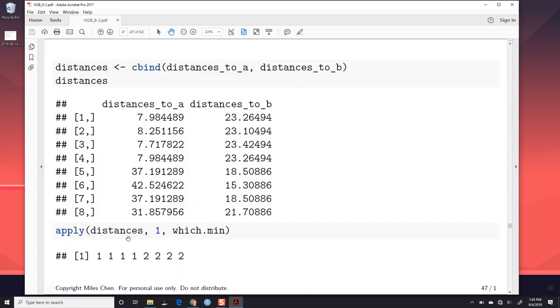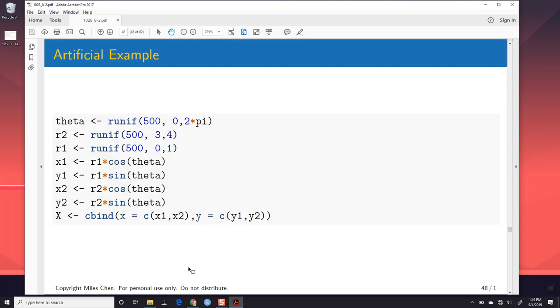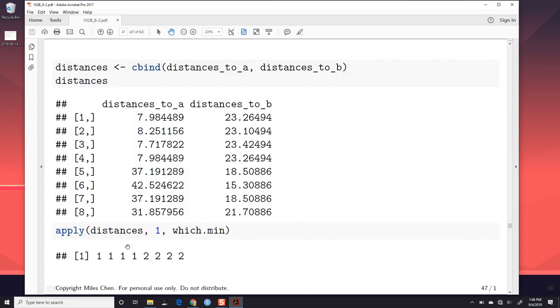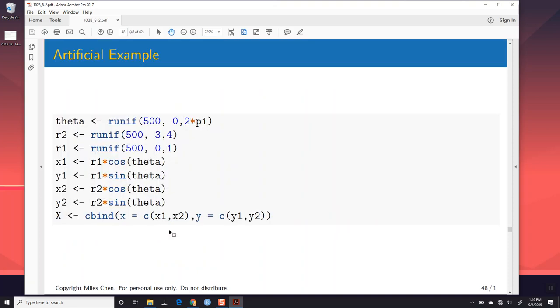so it's going to work, and we can figure out which column is the minimum, right? Do you guys know about which.min? Yeah, it's a useful function when you're doing k-means, right? Because you need to assign it to the cluster that has the shortest distance. And so you just say, well, which column is the minimum? Oh, column one, column two, right? So apply which.min. All right, I'm giving you the answers right here, okay?